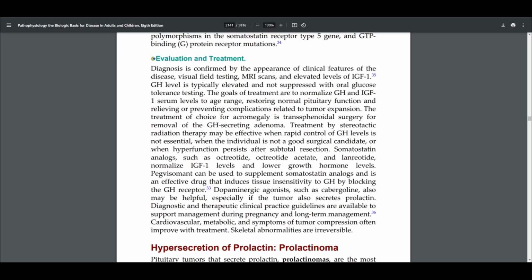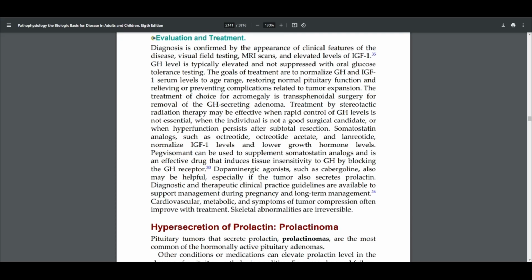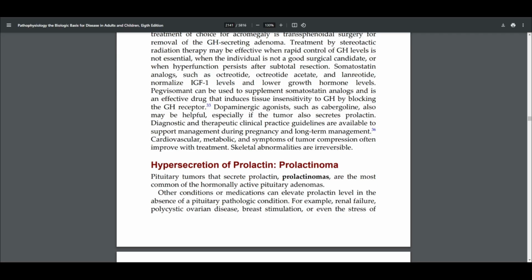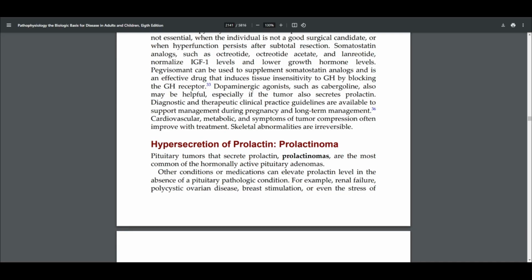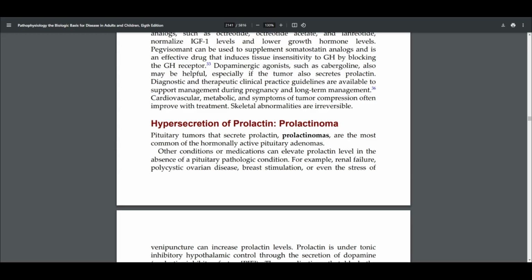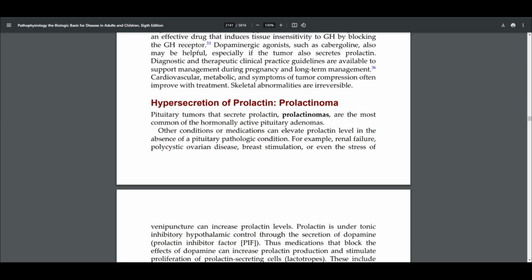Pegvisomant can be used to supplement somatostatin analogs and is an effective drug that induces tissue insensitivity to growth hormone by blocking the growth hormone receptor. Dopaminergic agonists such as cabergoline also may be helpful, especially if the tumor also secretes prolactin. Diagnostic and therapeutic clinical practice guidelines are available to support management during pregnancy and long-term management. Cardiovascular, metabolic, and symptoms of tumor compression often improve with treatment. Skeletal abnormalities are irreversible.